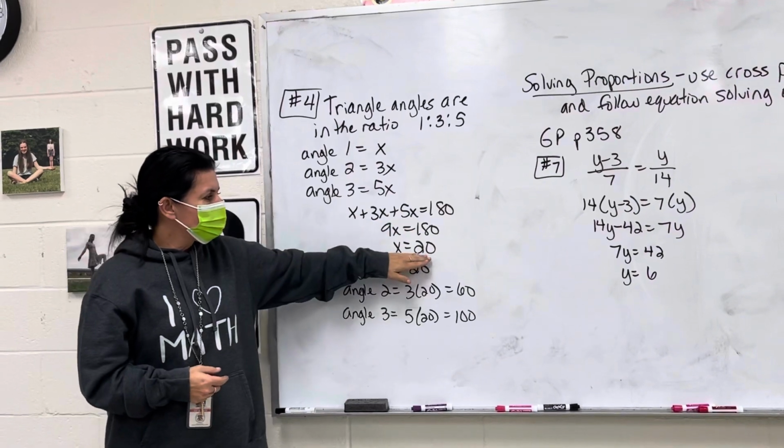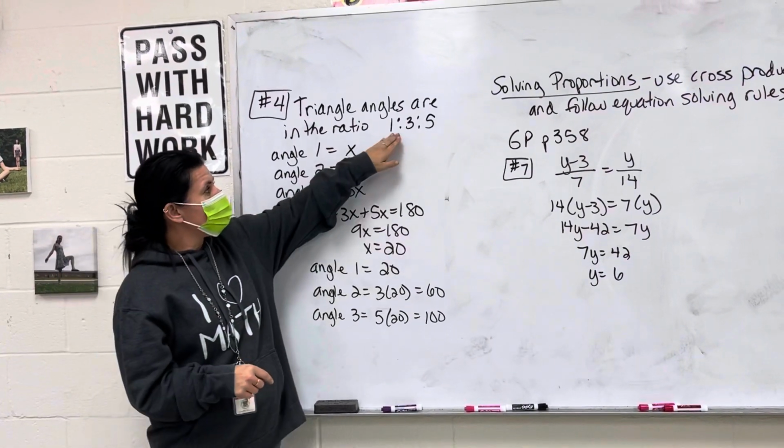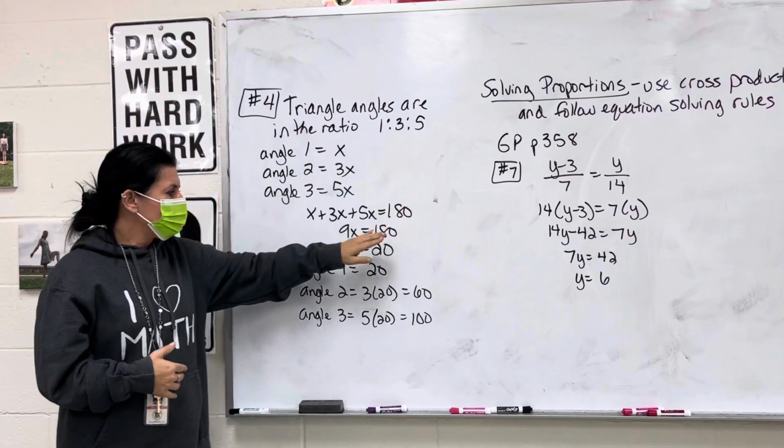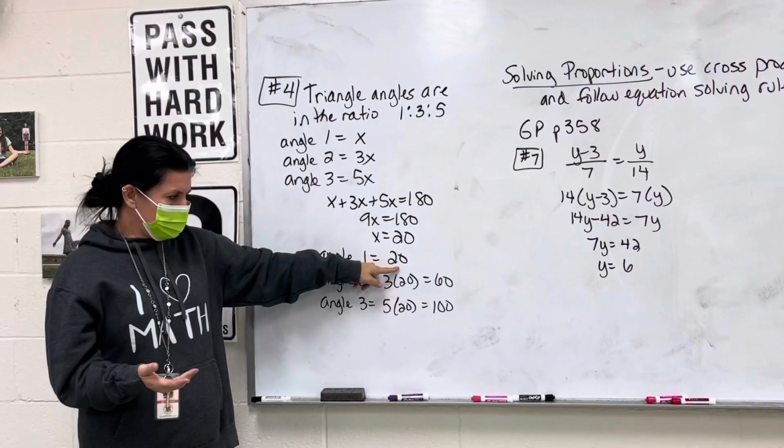When we solve this, we find x is 20. They're asking us to find those angles. They're telling us that this is the relationship, but we don't know the actual angle measurements. So when I solve my equation, I know angle 1 is x, so it's 20.